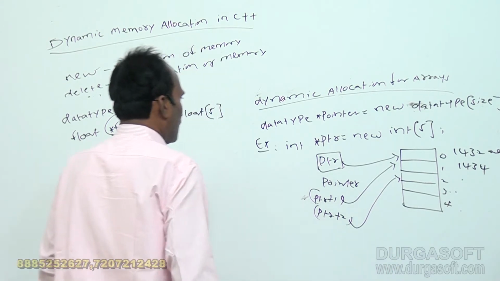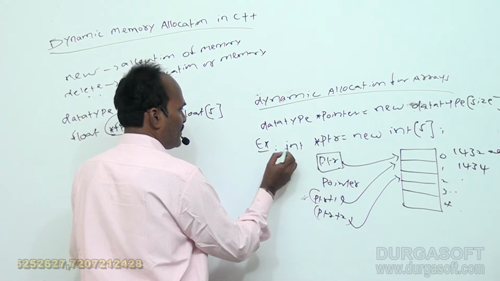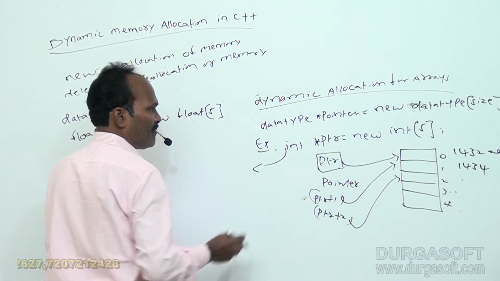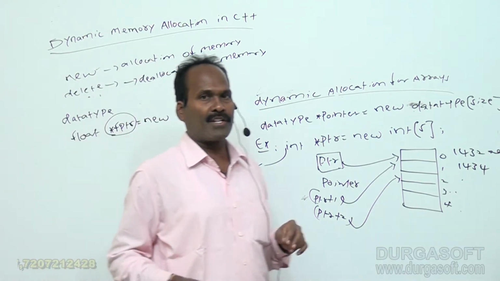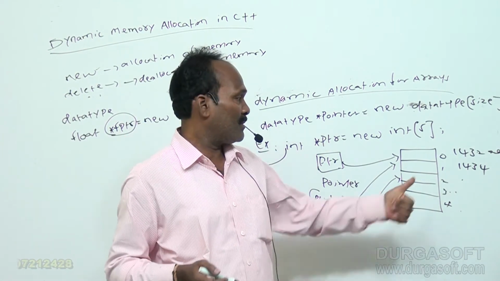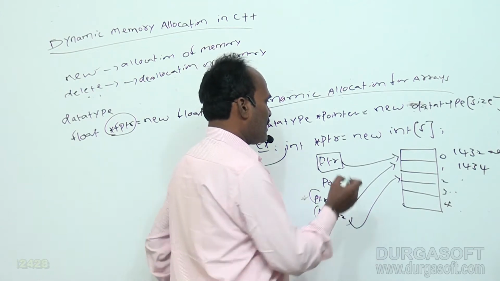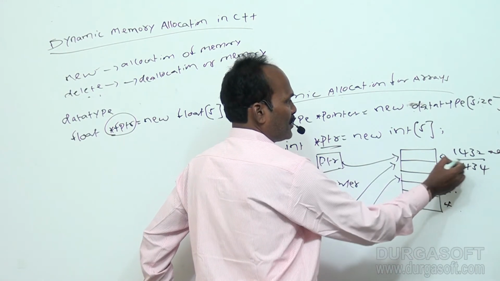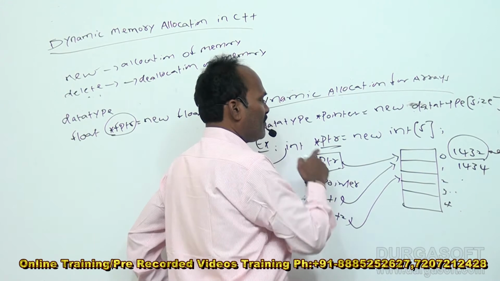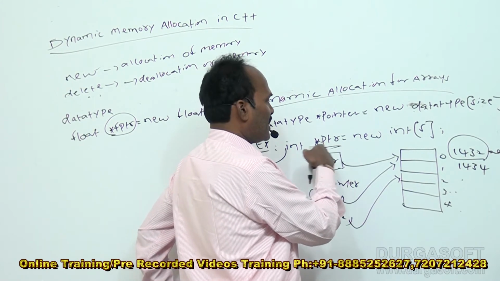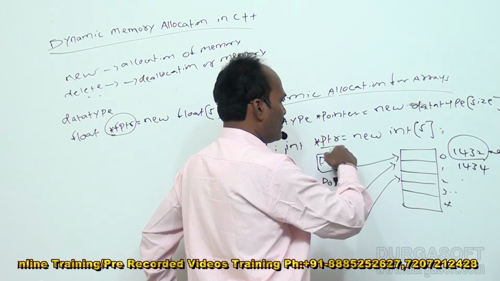Now what is ptr going to return? ptr is going to return the address of the starting location, the address of the beginning location of the array. So in this case, ptr is going to return 1432. 1432 will be returned by this ptr.